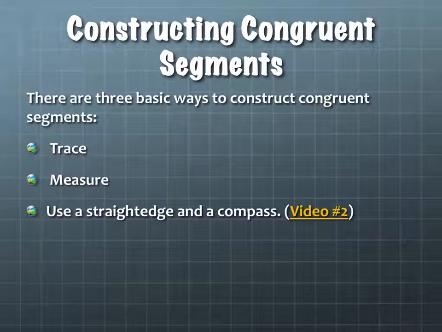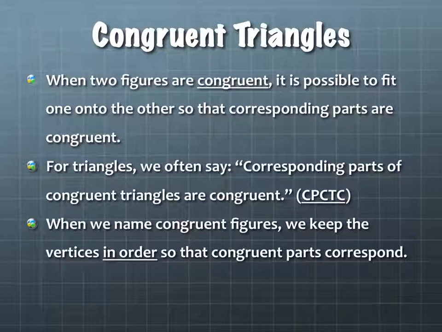So today we're going to move on into triangles, congruent triangles. Two figures are congruent if it is possible to fit one into or onto the other so that the corresponding parts are congruent. Specifically for triangles, we would often use the phrase, I know you've heard it before, corresponding parts of congruent triangles are congruent. And we'll abbreviate it to CPCTC.